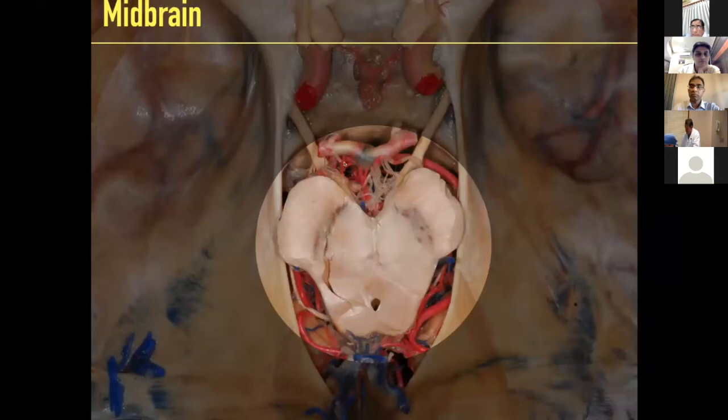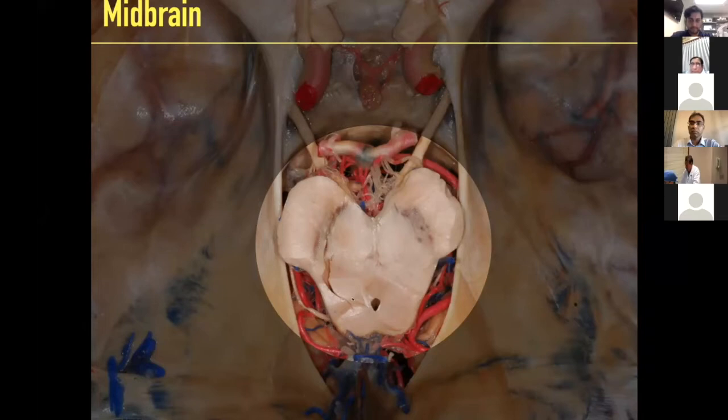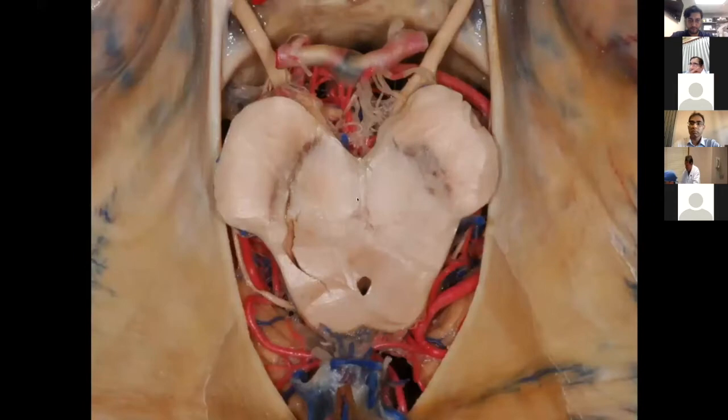The midbrain will have an anterior surface. This is the interpeduncular fossa, and there is an important division in the midbrain due to the substantia nigra. The substantia nigra divides the tegmentum from the pedunculum in front of this segment. This is very, very important.